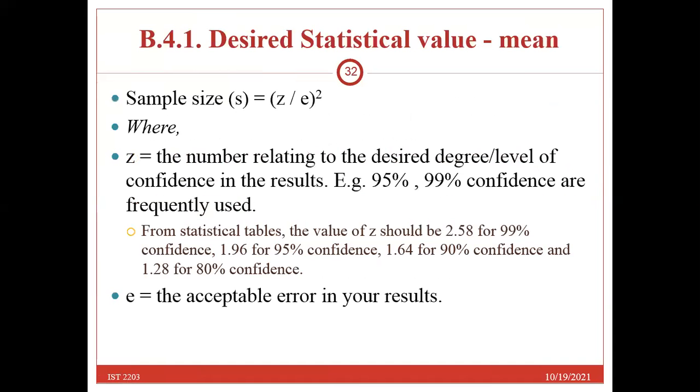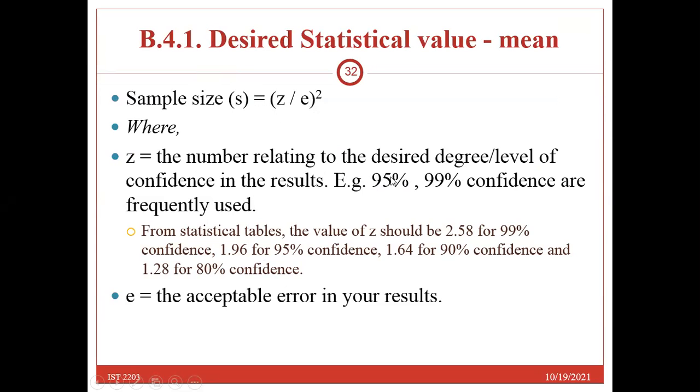So we'll first begin by looking at the statistical mean. If what you want to find out is the mean of a certain value, then the equation that you use for sample size is (Z over A) squared. Simply that, where Z is a number relating to the desired degree of confidence.